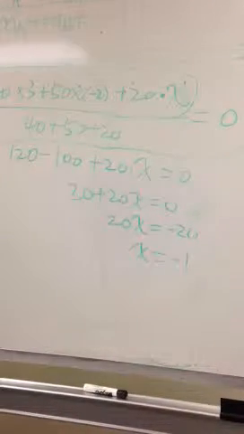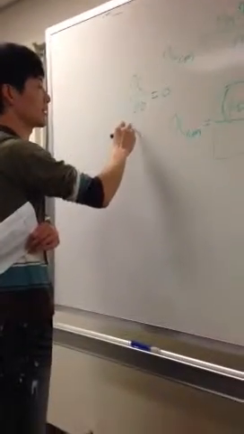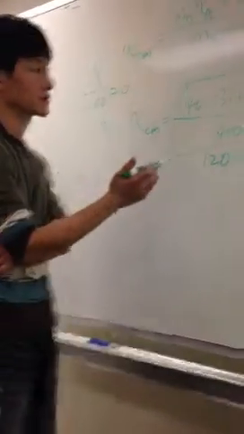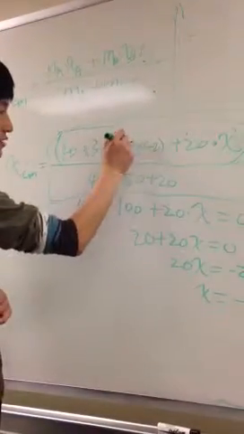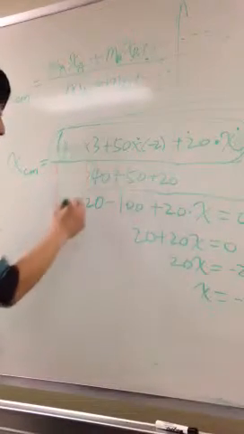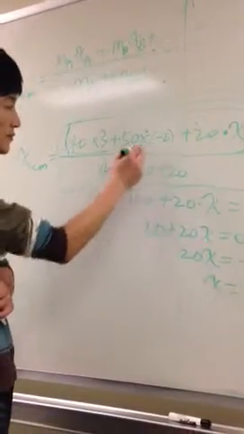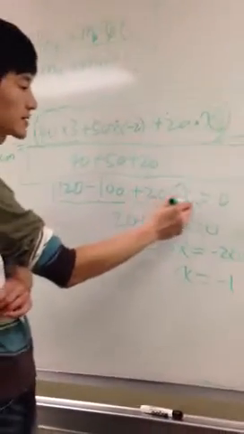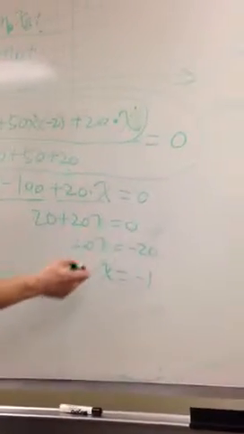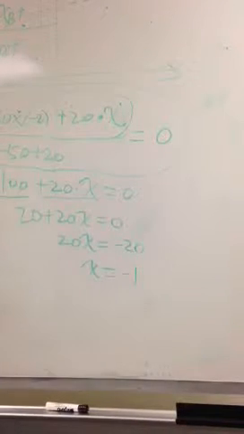For example, I give you x over 100 is 0. x is 0, right? So we know here is not 0, so here needs to be 0. Okay, and then that is 120 minus 100 plus 20x, that is 0. And then 20 plus 20x is 0. We just move it there, x is negative 1.